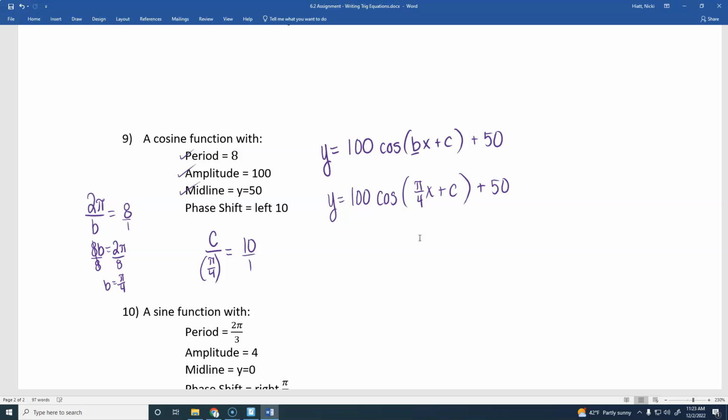So that's like 10 over 1. If I cross multiply here, c would equal pi over 4 times 10. How do I multiply those together? You're not dividing here, so you don't flip. You multiply straight across, which gives you 10 pi over 4, and that reduces to 5 pi over 2. So your equation would be y equals 100 cosine of pi over 4x plus 5 pi over 2 plus 50.